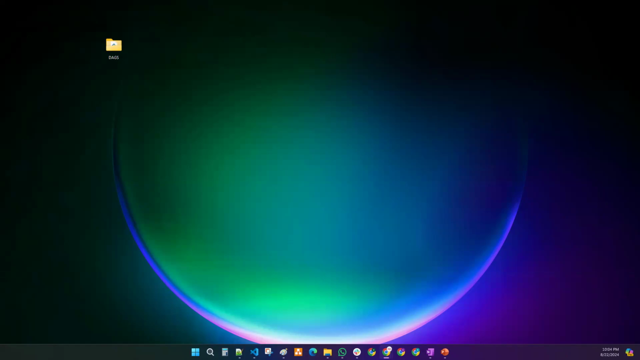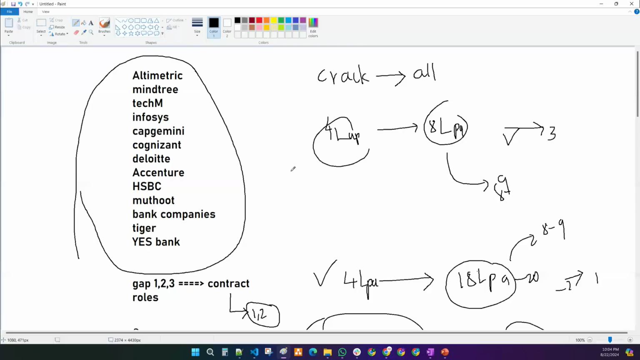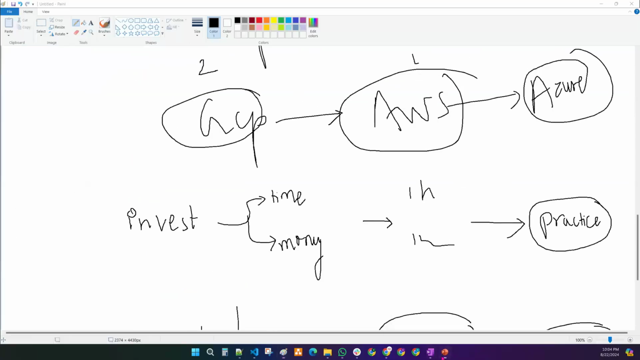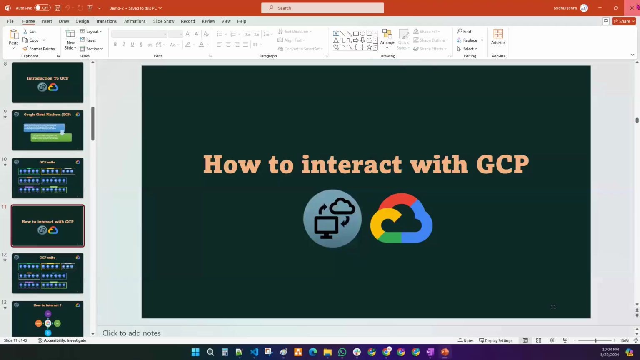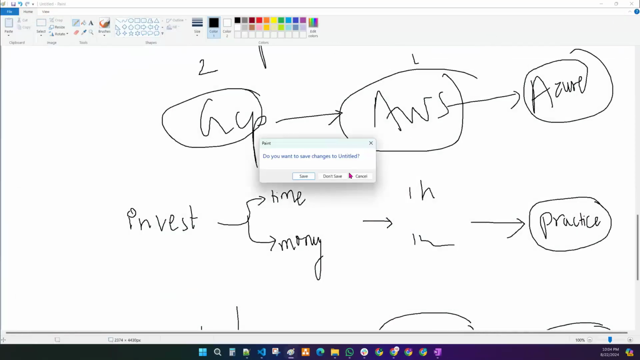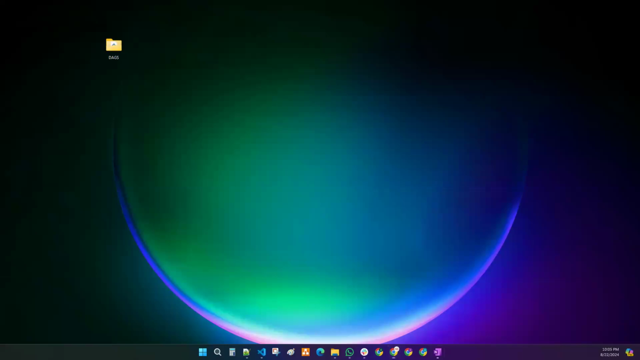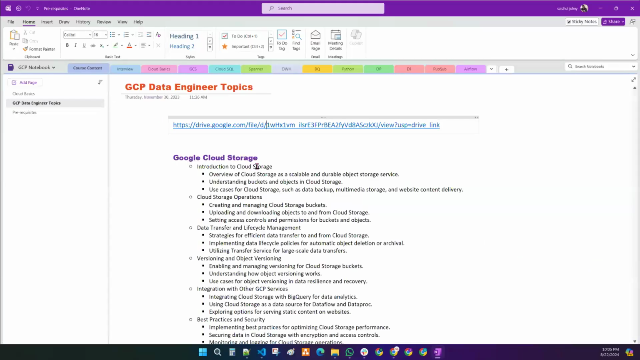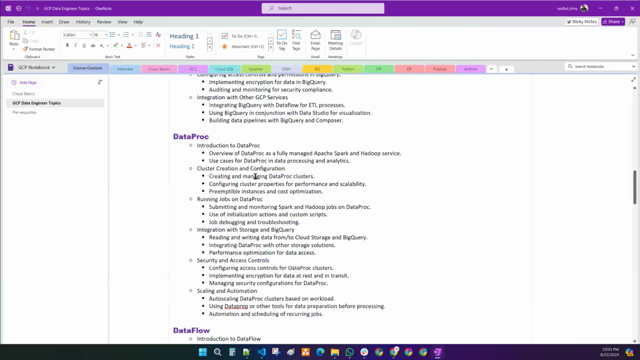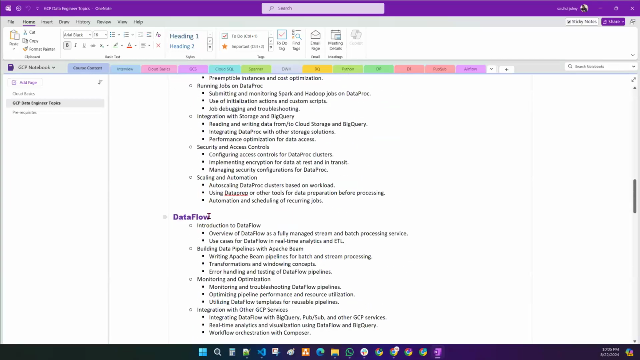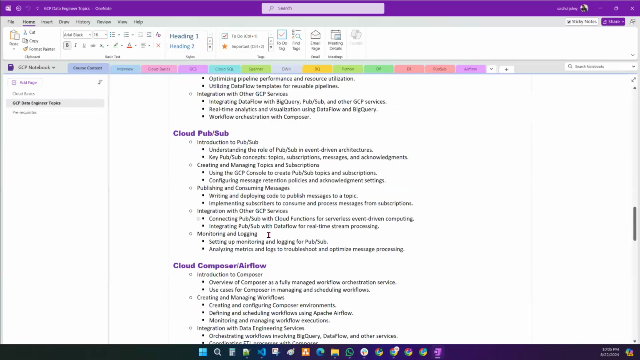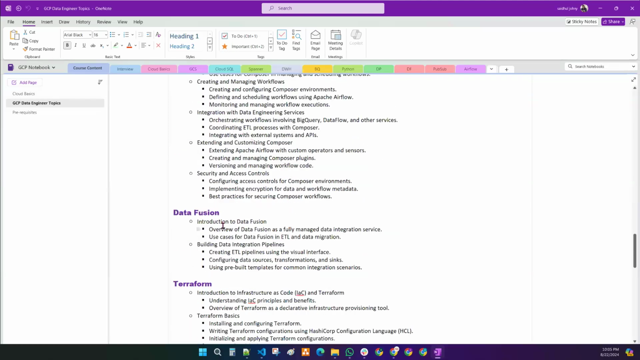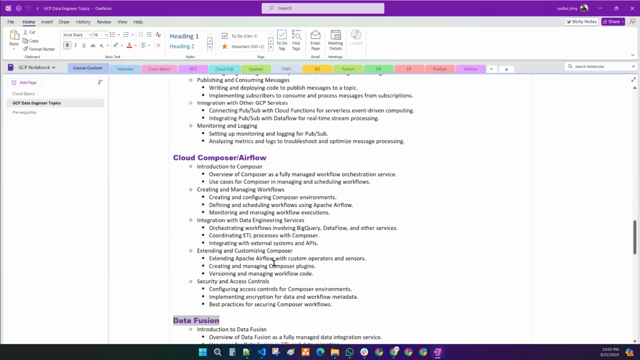Any ETL tool? We are learning ETL tools, I told you guys. I think you guys forgot the course topics. We have plenty of ETL tools. Let me show you the course content here. The ETL tools you are asking about: Dataproc is an ETL tool, Dataflow is also an ETL tool, Cloud Composer is also an ETL tool, and Data Fusion also.